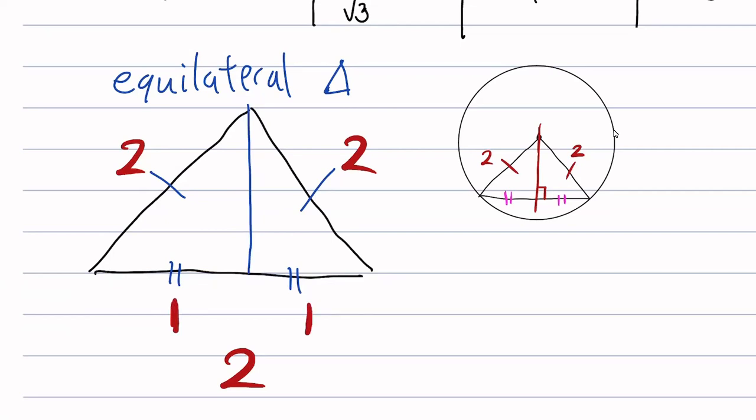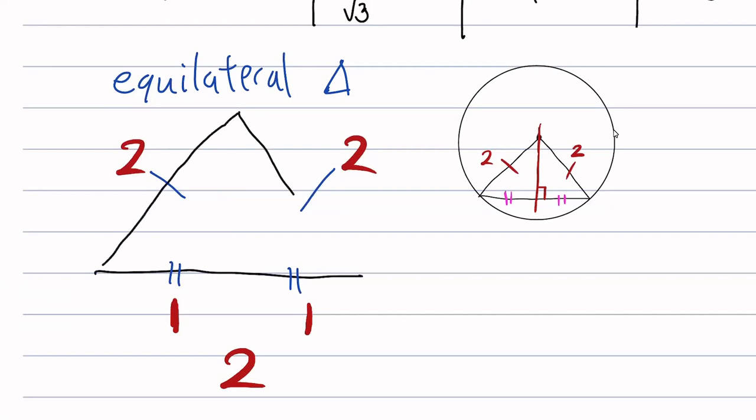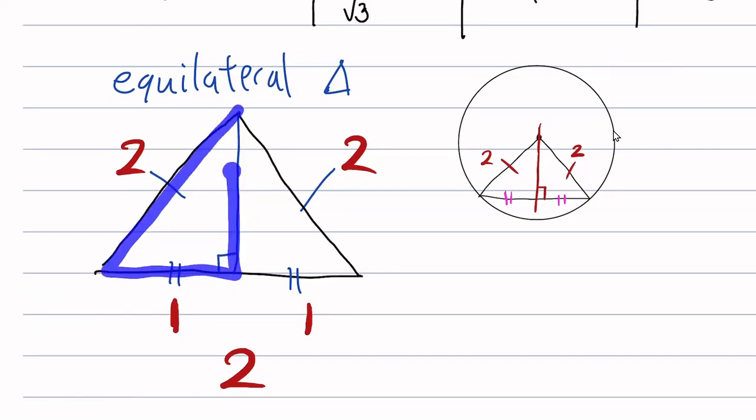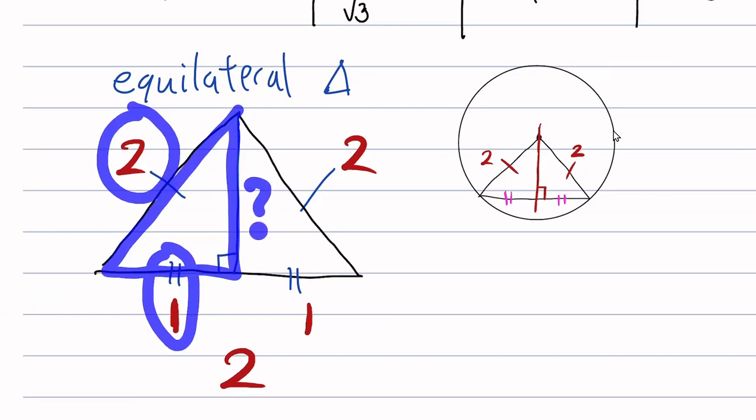Agree so far? Yes. Then by Pythagoras theorem, let me just draw it nicely. The perpendicular bisector will create a right-angled triangle, which means that you can now use what theorem? Pythagoras theorem. If you know the length 2 here, the length 1 here, can we find out the remaining length? Of course, using Pythagoras theorem.